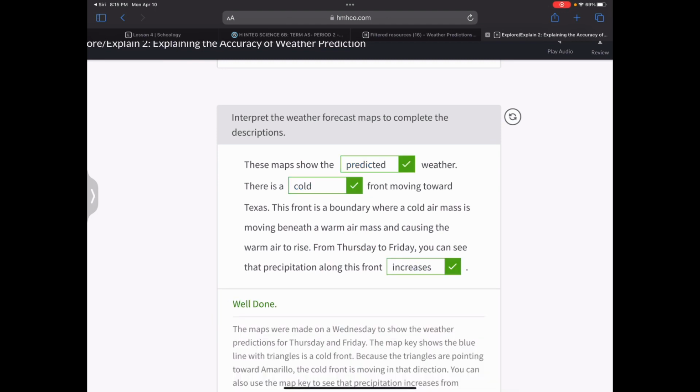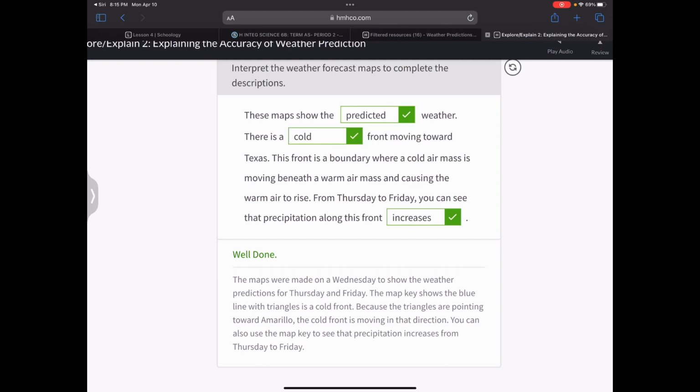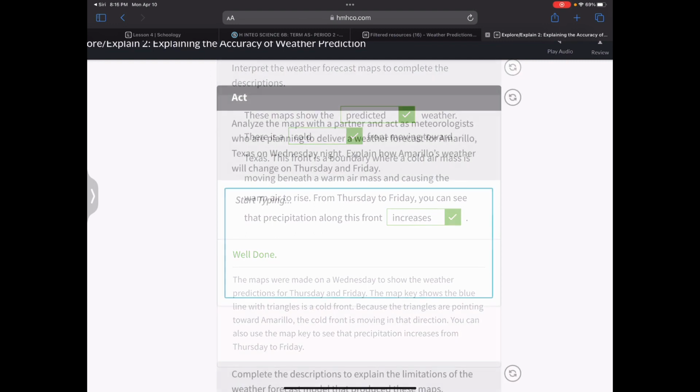Well done. The maps were made on a Wednesday to show the weather predictions for Thursday and Friday. The map key shows the blue line with triangles is a cold front. Because the triangles are pointing toward Amarillo, the cold front is moving in that direction. You can also use the map key to see that precipitation increases from Thursday to Friday.